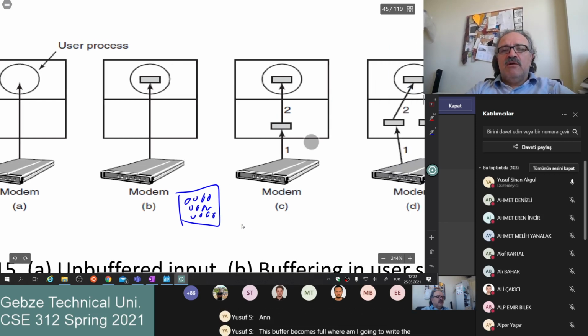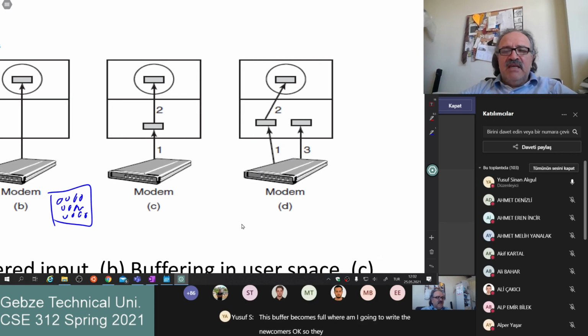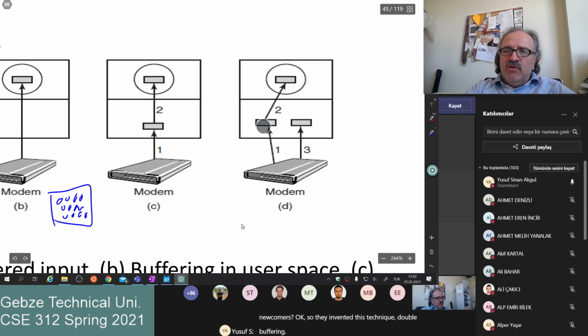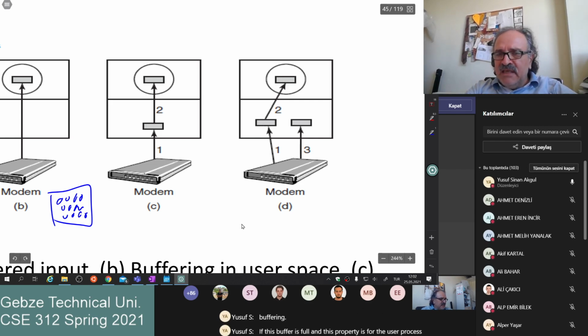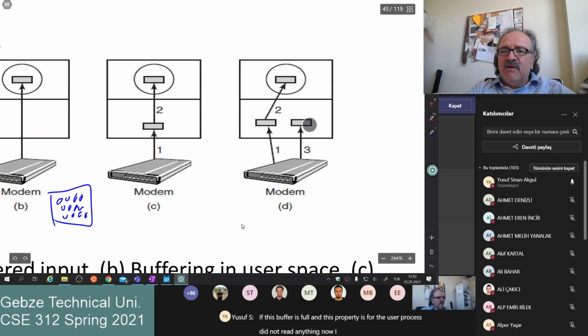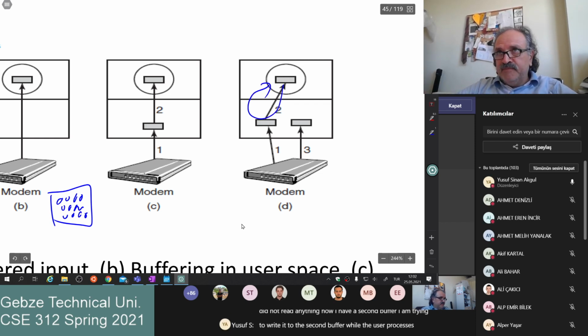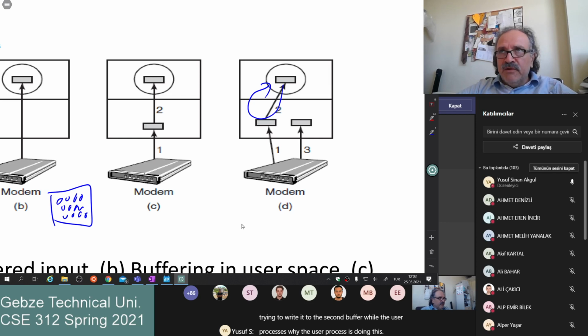So they invented this technique, double buffering. If this buffer is full and this buffer is full, the user process did not read anything. Now I have a second buffer. I am trying to write to the second buffer while the user process is doing this. So this is called double buffering.